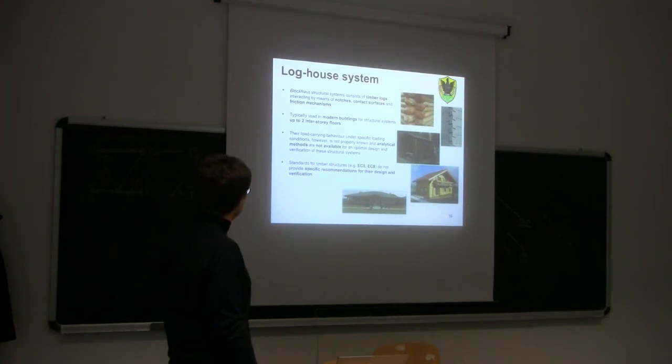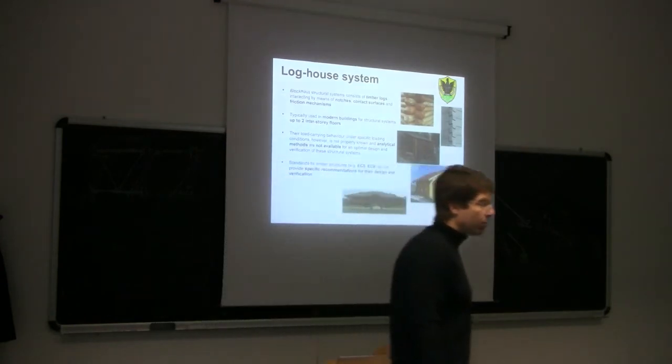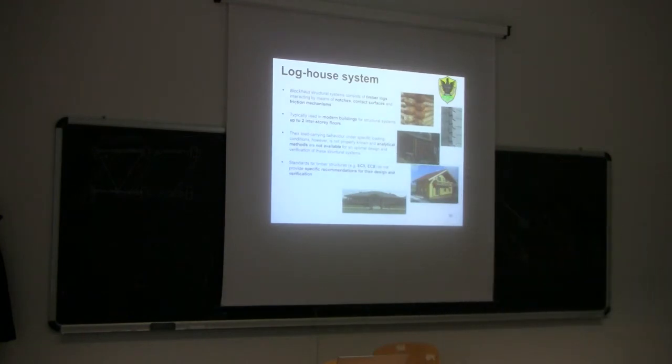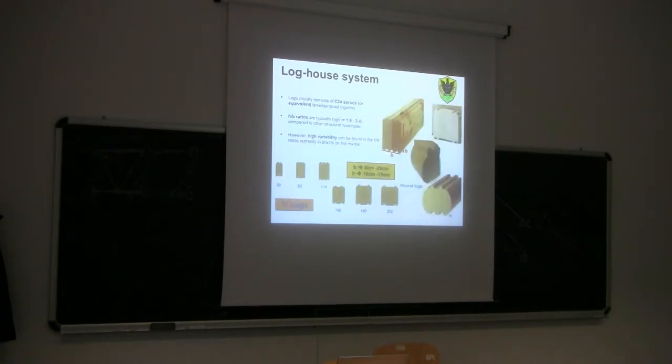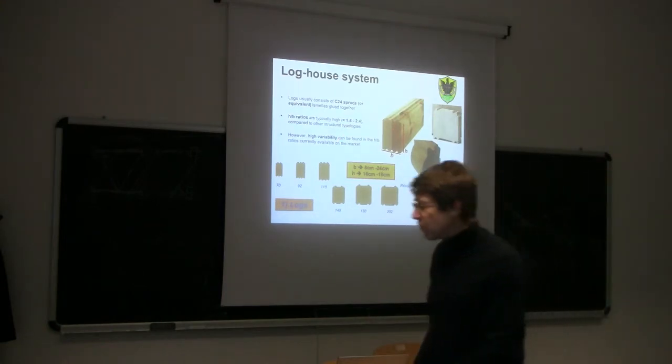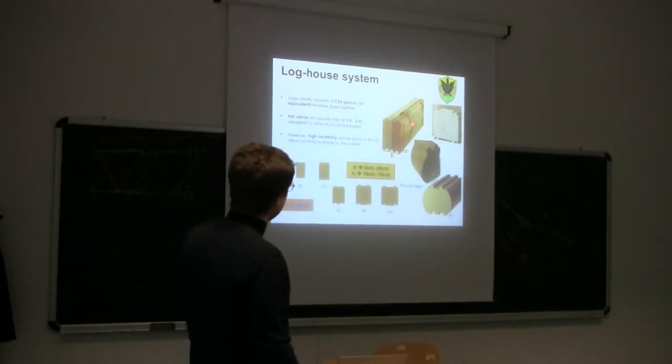And what we can say is that, to be honest, if you look at the Eurocode 5, you won't find specific formulas for those kinds of buildings. Those are the typical profiles of the modern log house buildings. As you can see here, it's a 2 lamination beam with this kind of notches.